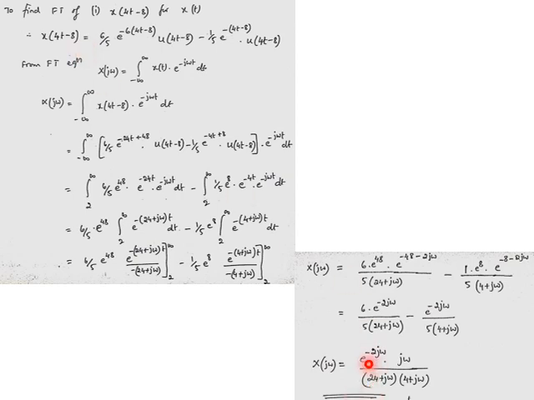We have e to the power minus 2j omega into j omega divided by 24 plus j omega into 4 plus j omega. So this is how I can find the Fourier transform for x of 4t minus 8. So this is the first portion of this particular problem, and for the second portion, for the same x of t I have to do integration. Then for that I have to find the Fourier transform, is what they asked.